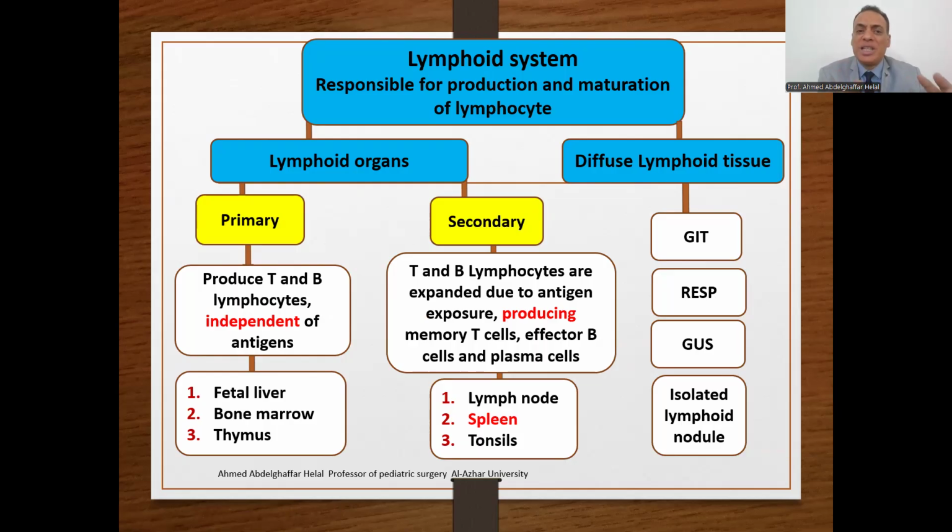However, these T and B lymphocytes need to be educated and expanded. So there is a secondary lymphoid organ. Here, the T and B lymphocytes are expanded due to antigen exposure, producing the memory T cells, the effector B cells, and the plasma cells. Where does this happen? In the lymph node, the spleen, and the tonsils. So this is the production and this is the activation. Without activation and identification of the viruses, the immune system cannot work or it will be very weak.